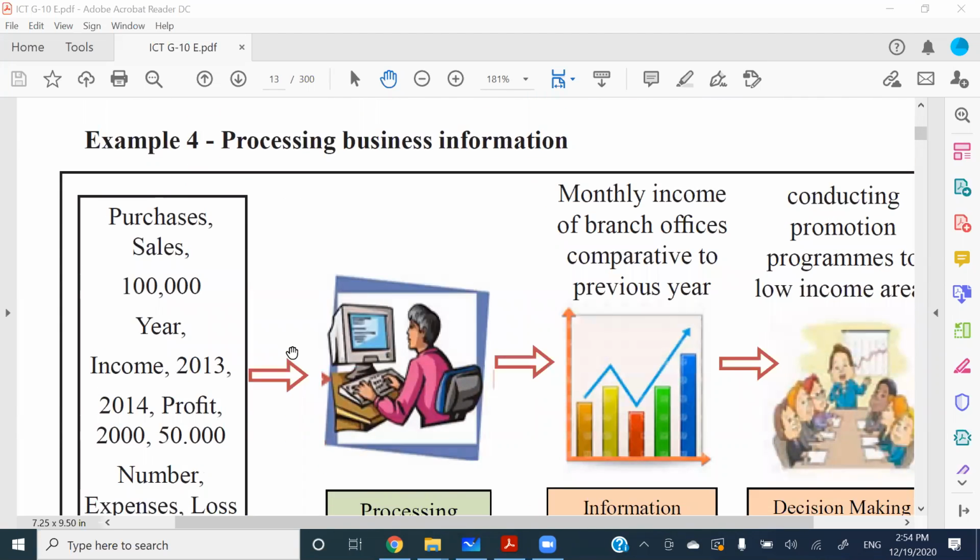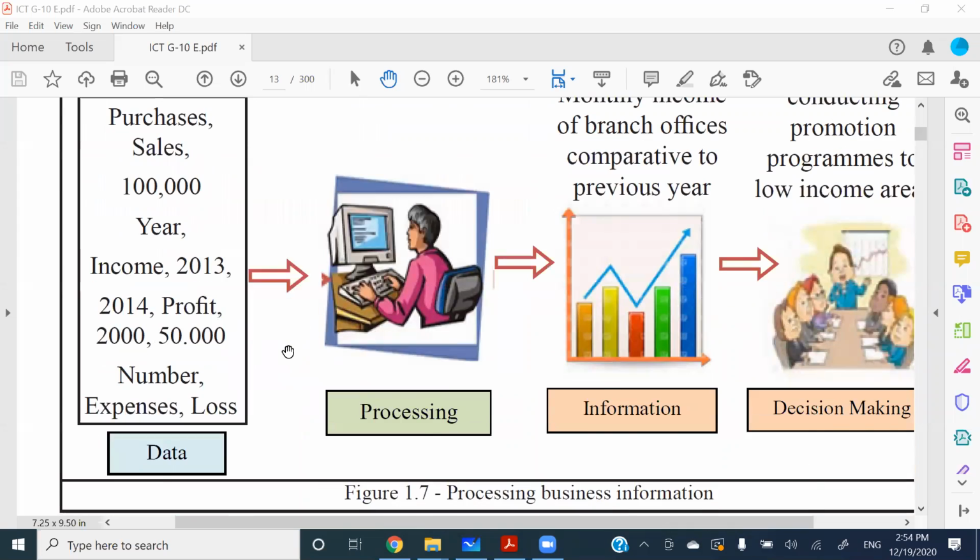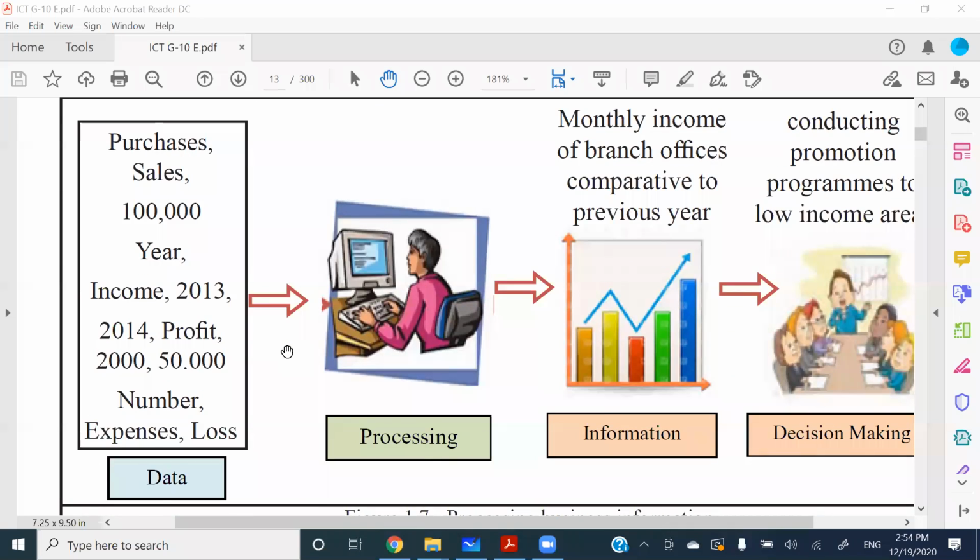The very last one, which is a very practical one, right? It's a very practical scenario where it shows purchases, sales, and the years and the incomes and all these things.